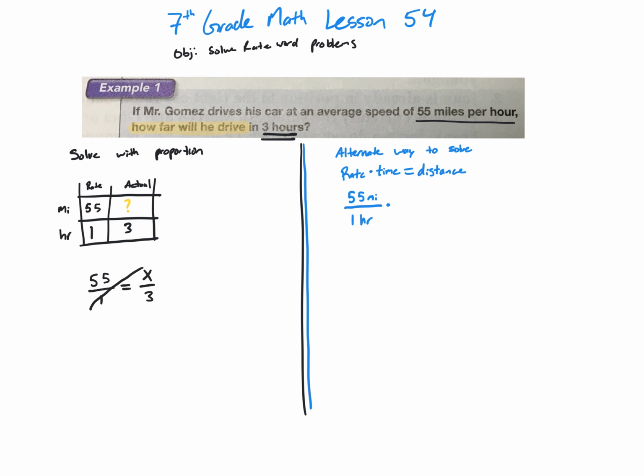So to solve this, we'll use the butterfly method or cross multiplication. 1 times x gives me x is equal to 3 times 55, which is going to be 165. Now we don't just want to say 165 because our answer to a word problem is going to have words in it. So we're going to say about 165 miles.